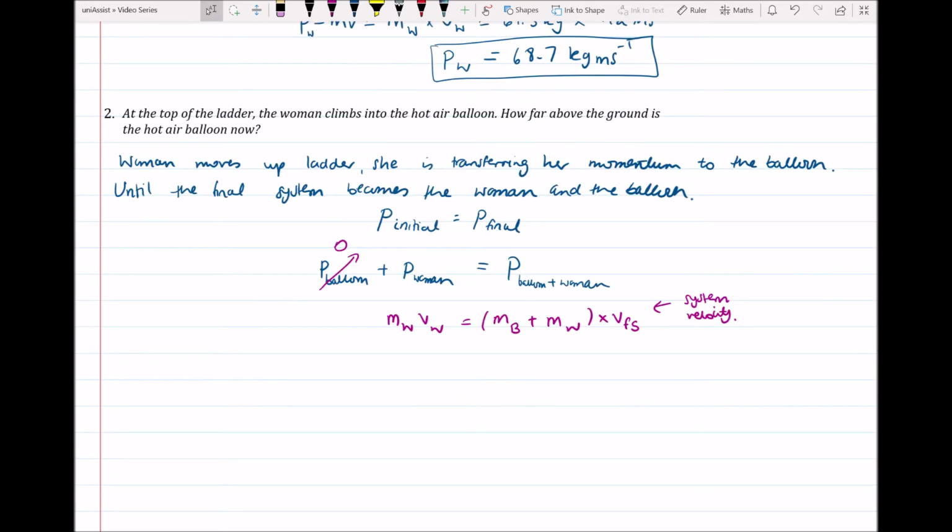Now we can start plugging in the numbers. We have mwvw, the momentum of the woman, written above. Again, keep the significant figures in your calculator. So that's 68.7, which is equal to the mass of the balloon, 240 kilos, plus the mass of the woman, 61.3, times our final system velocity. If we crunch the numbers, we get Vfs equal to 0.228 meters per second to 3 significant figures.